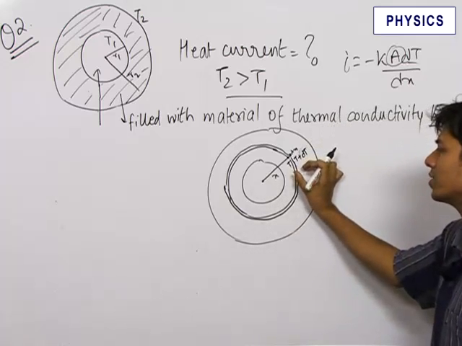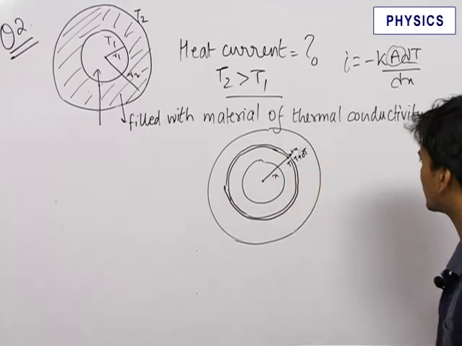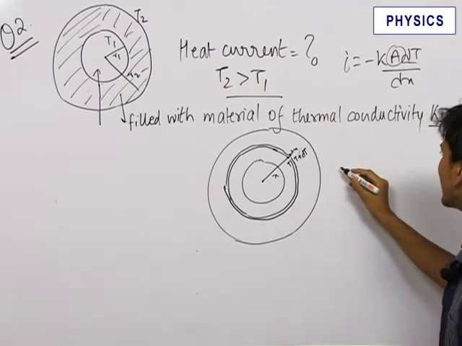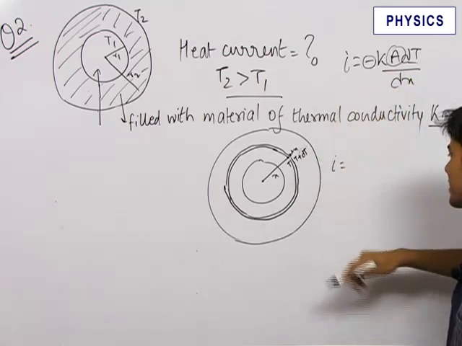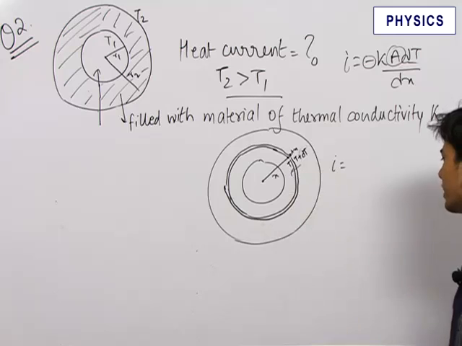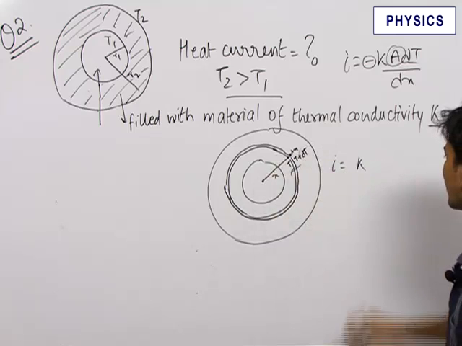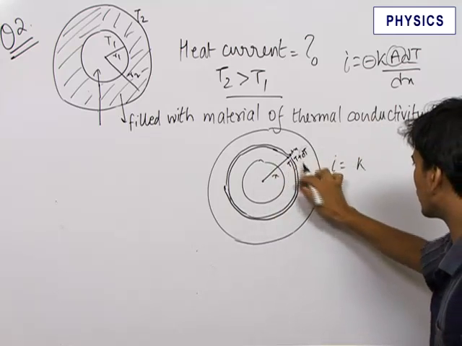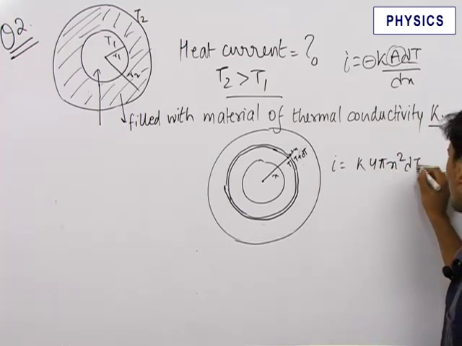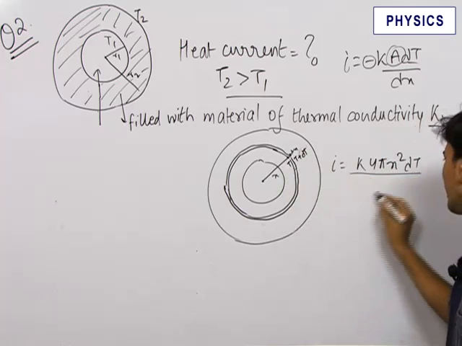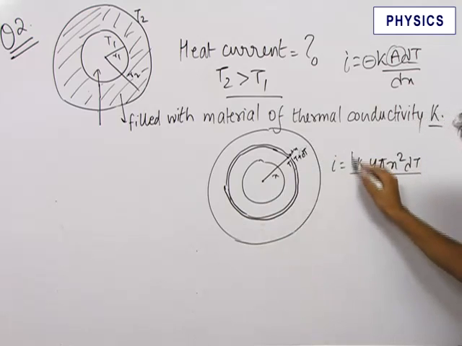Since there will be a very small temperature difference across this very small dx element, thickness of the uniform thin spherical shell, let us write the formula for current. Current will be equal to, let us remove the minus sign because the minus sign tells only the direction. We will take care of the direction. We know the direction is from outside to inside. This is equal to K into the surface area which is perpendicular to the current, that is equal to 4 pi x square, into dT, that is a small change in temperature, upon dx, that is the length across which the current travels. Therefore we get this formula.